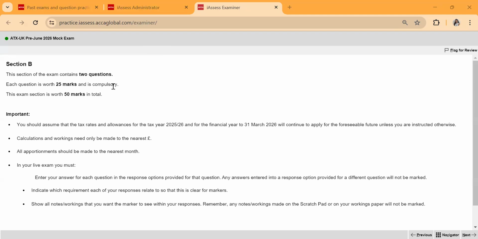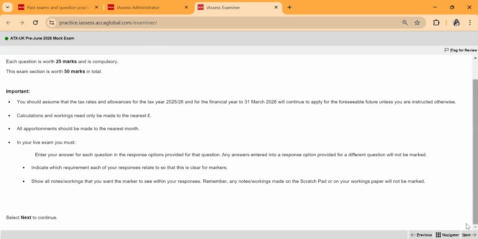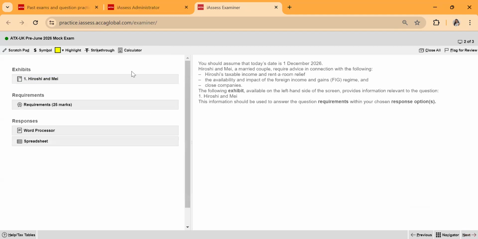These are small questions now. So now here let's do section B questions. Let's proceed with the first one. So I am taking the first one, which is Hiroshi and May case. Again, the reading pattern, the reading structure would be same. Okay, now you should assume that today's date is 1st December 26.